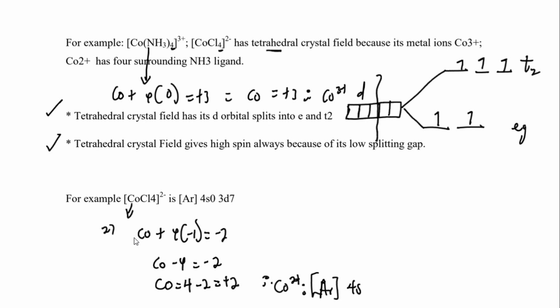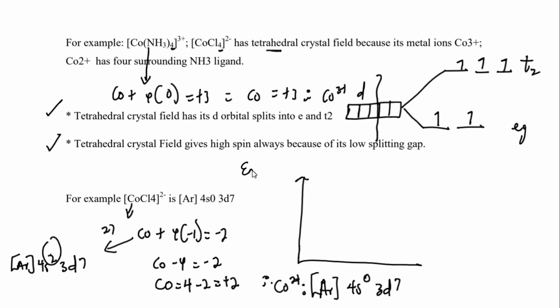Let's write for Co first. So Co is 27, right? The Ar 4s2 and 3d7. But when it loses 2 electrons, it loses them from here. So we have 4s0 and then 3d7. So the configuration is going to be, since this is 4, right? It's tetrahedral. So it's going to be this.